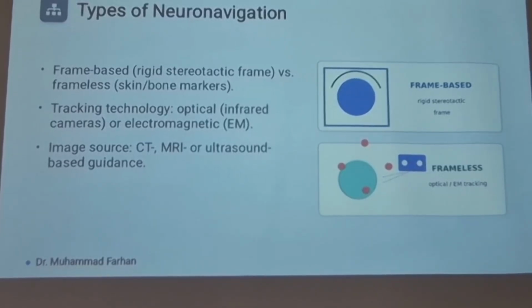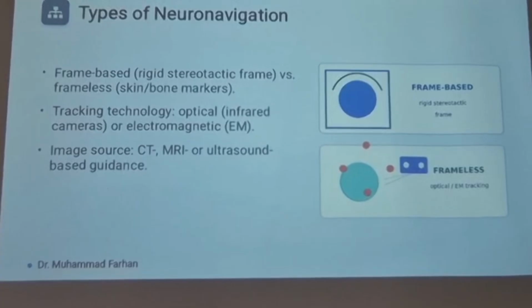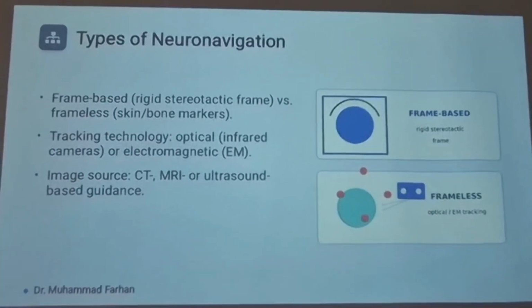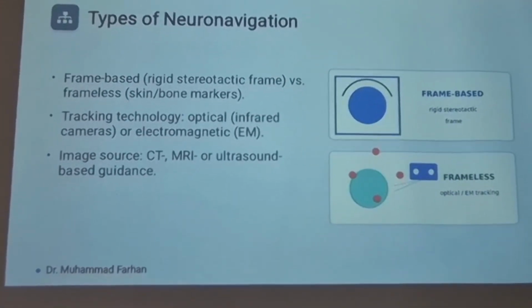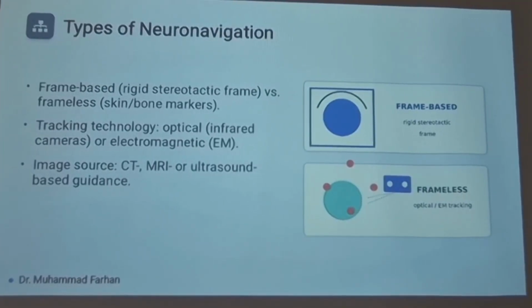Then we have the frameless technology, which can be on the basis of optical technology, which uses different infrared cameras through which it can locate the anatomy of the brain, and also through electromagnetic waves. The other is the electromagnetic wave. These are the two types of the frameless stereotactic navigation. During intraoperative imaging, these images can be obtained, or the map can be formed before the surgery and during the surgery.